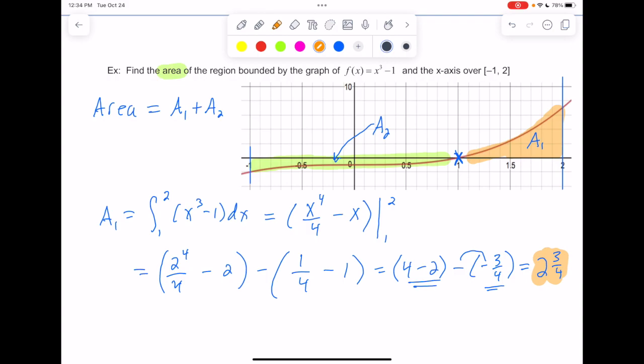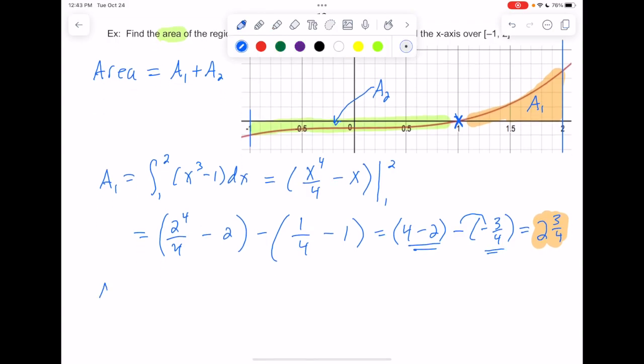Now we want to go after the green area. And the temptation is to just say that A2 is equal to the definite integral from -1 to 1, that's our left boundary and our right boundary for the green area, of x cubed minus 1 dx, and just go from there just like we did above.